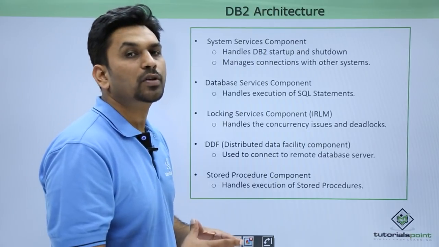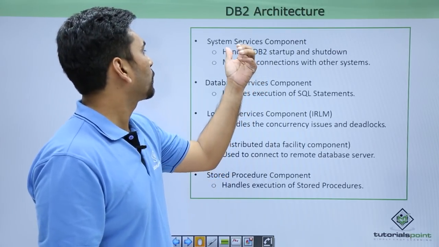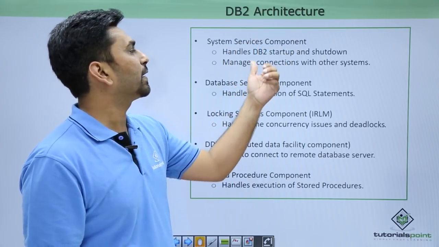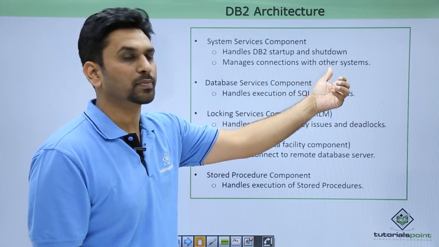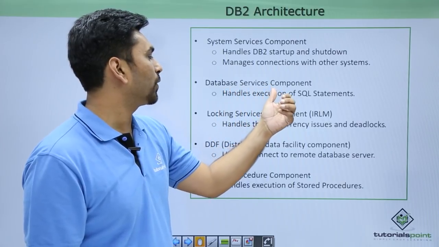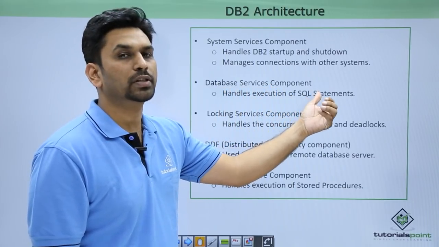So there are five major components of a Db2. So first is system services component. It handles Db2 startup and shutdown. Also, it manages connections with other systems. Then next is database service component. It handles execution of SQL statements.